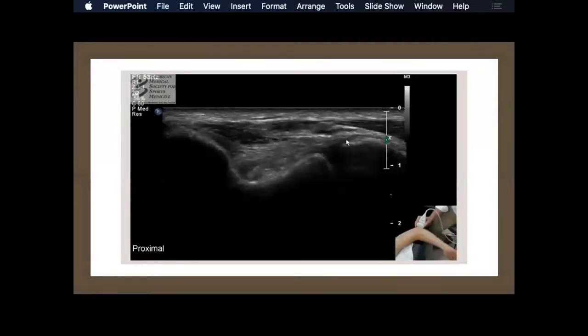You see the ultrasonographer doing that. As you do it, that's a good crisp image of the UCL. And what you can do when they're in that image is if you stabilize their elbow, you can stress that and see if there is any laxity in the ligament. Next slide.